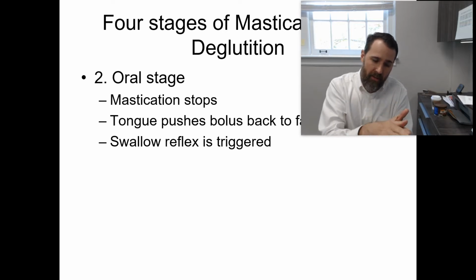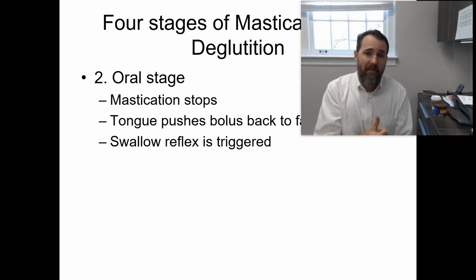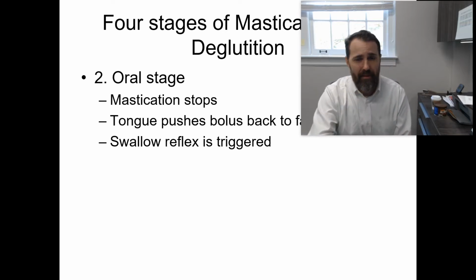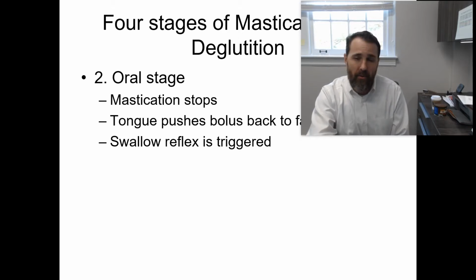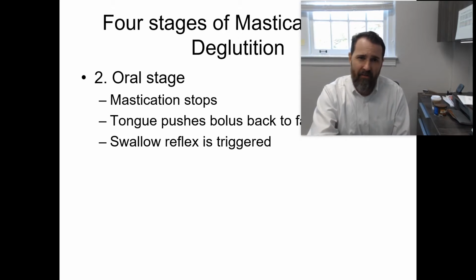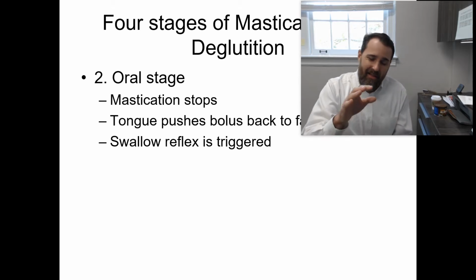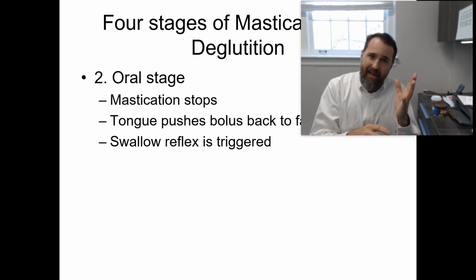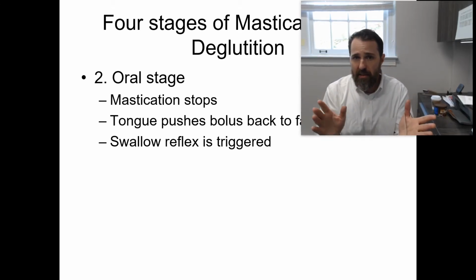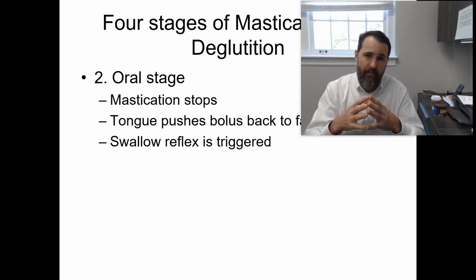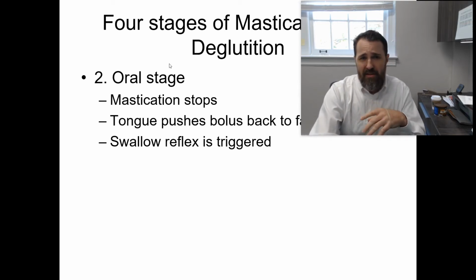At this point, your tongue moves the bolus posteriorly in the oral cavity. It moves it back to the posterior faucial pillars. This is called anterior posterior transit, or AP transit. And this is the oral transit stage of the swallow. Some people simply refer to it as the oral stage of the swallow.